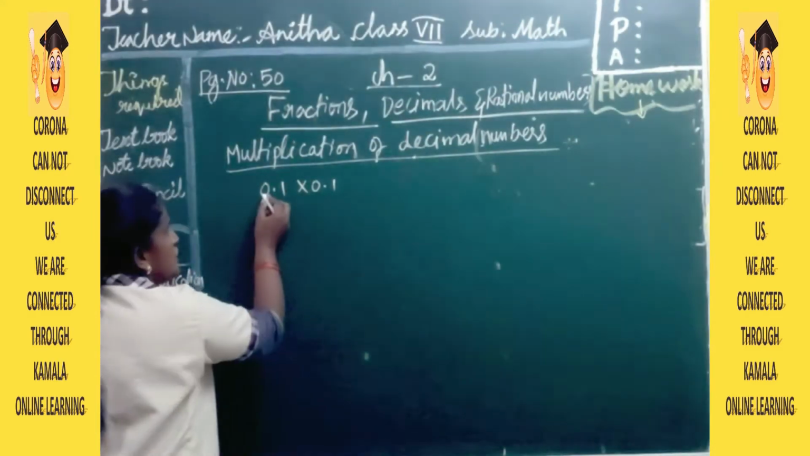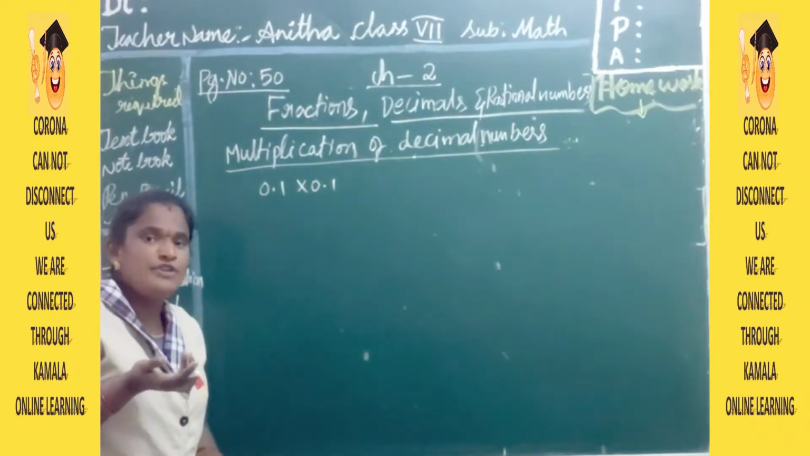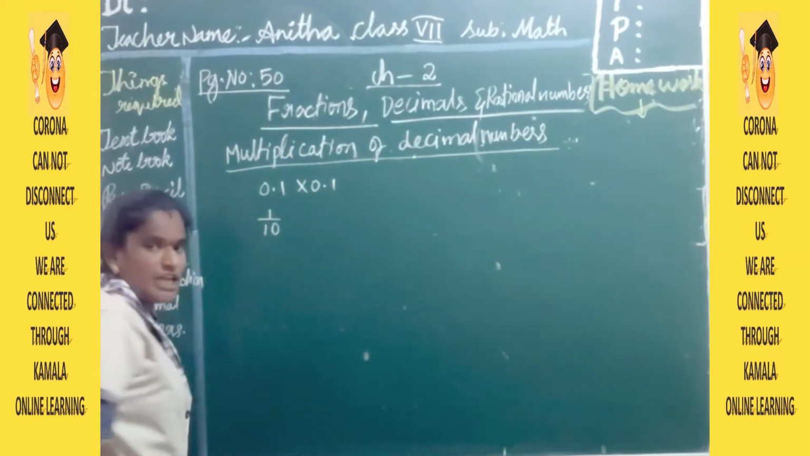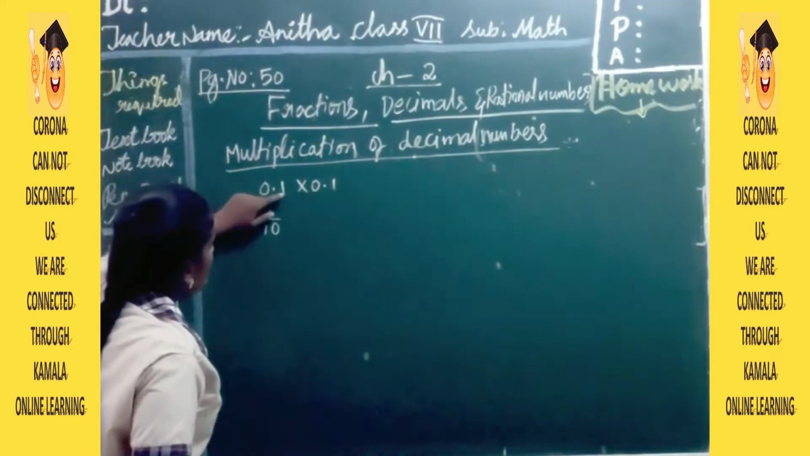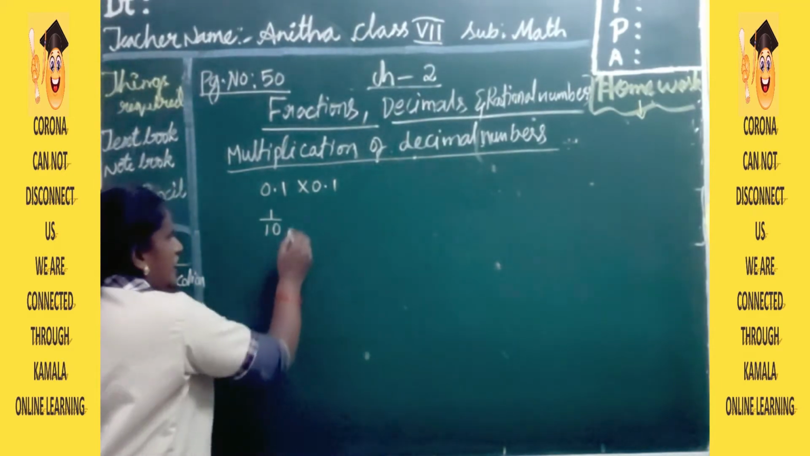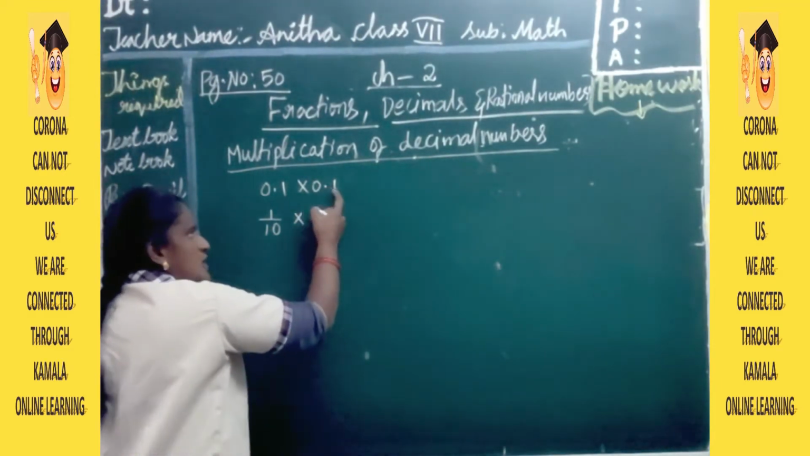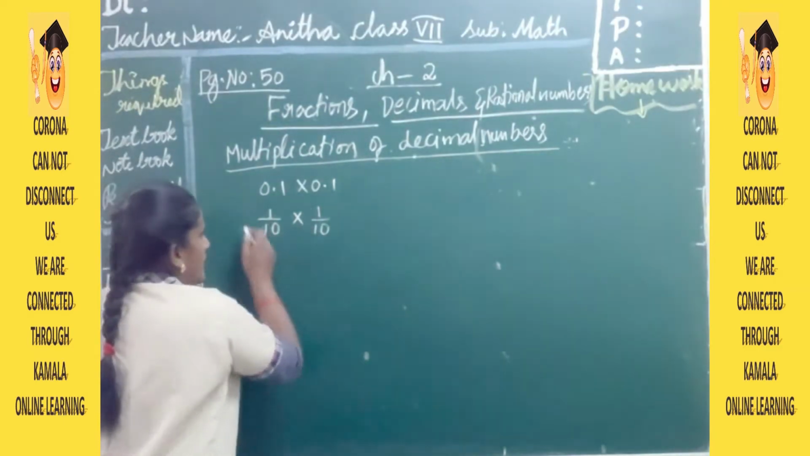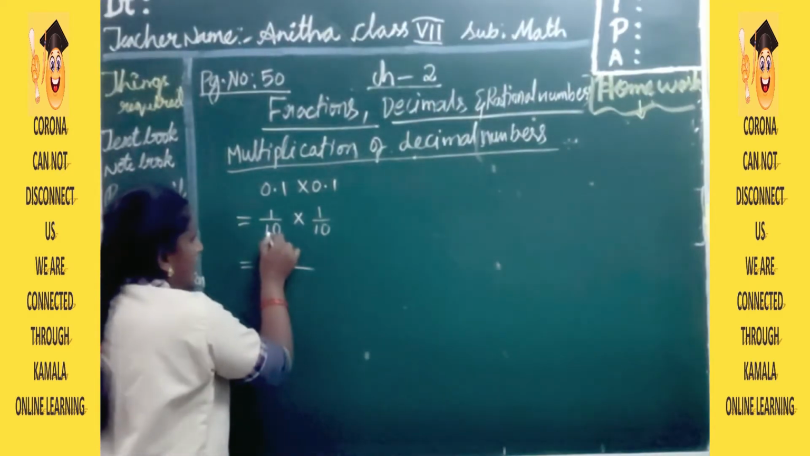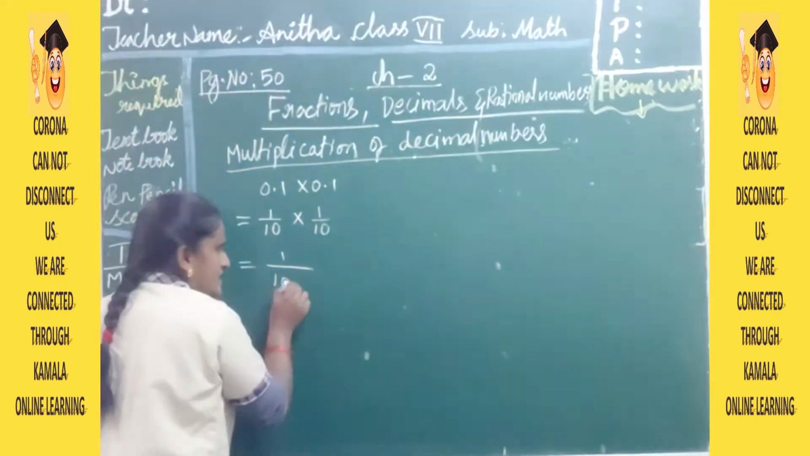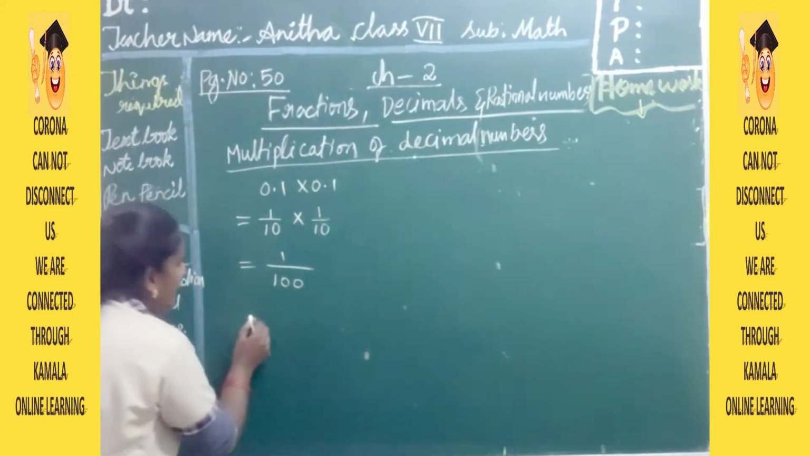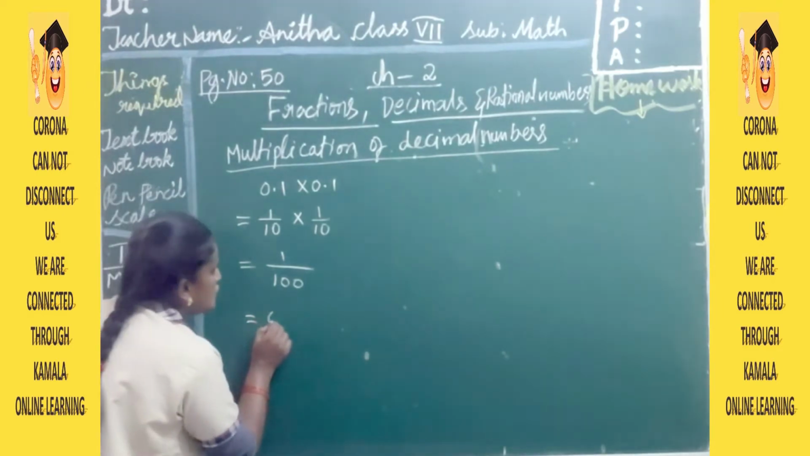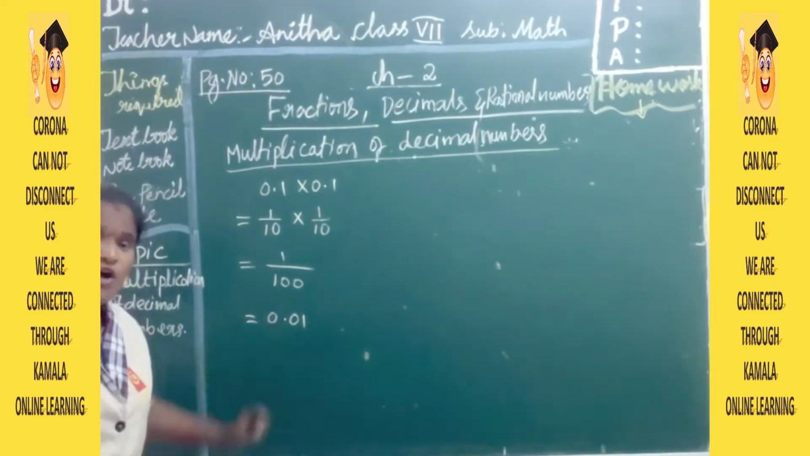0.1 can be written as 1 by 10, or not? Yes, in the previous class we learned. So 0.1 can be written as 1 by 10 into, again 0.1 written as 1 by 10. 1 into 1 is nothing but 1. And 10 into 10, 10 times how much, children? 100. So 1 by 100 can be written as 0.01.